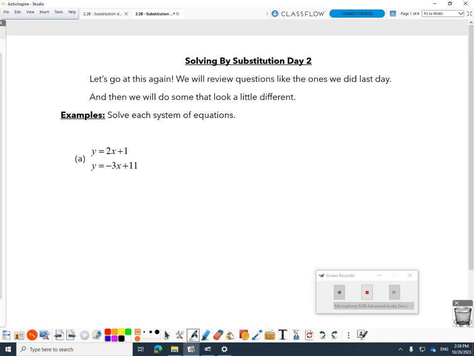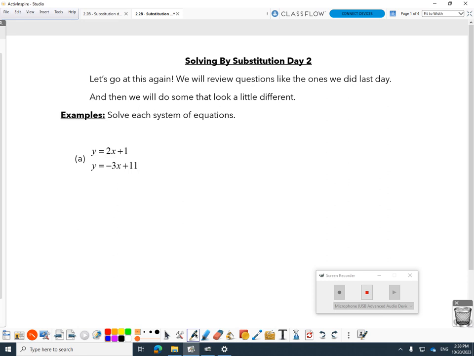Okay? Here it comes. So even if you missed yesterday's lesson, I'm re-explaining it here. Let's go at this again. We will review questions like the one we did last day, and then we'll do ones that look a little different. Okay? Solve each system of equations. I don't know if I called it a system of equations. That's what it is. It's two equations at once. And it says y equals 2x plus 1 and y equals negative 3x plus 11.